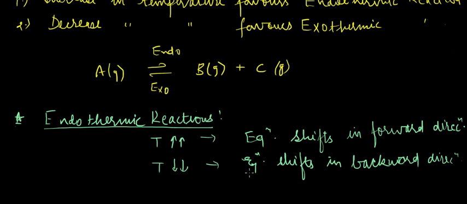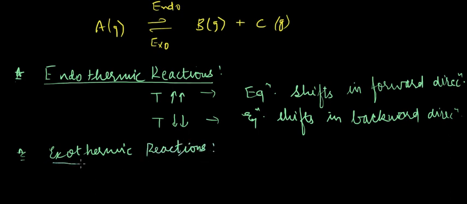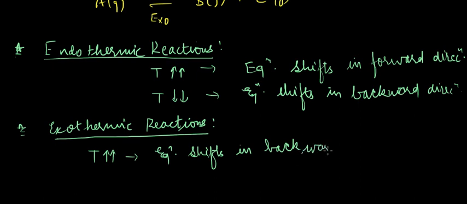Now for exothermic reactions we can say the opposite. For exothermic reactions, as temperature increases, equilibrium shifts in the backward direction. And why is this the case?